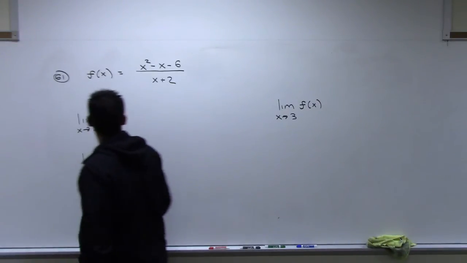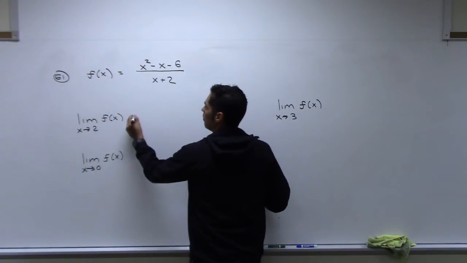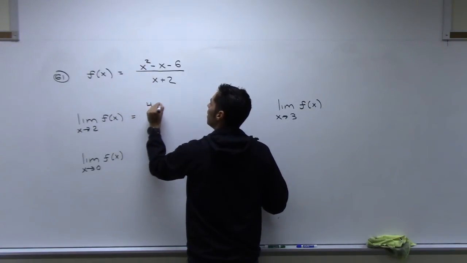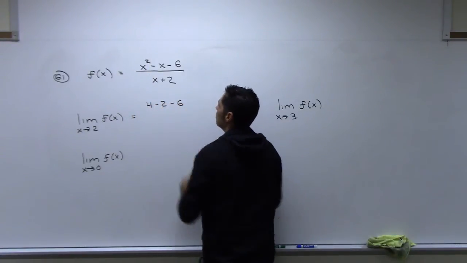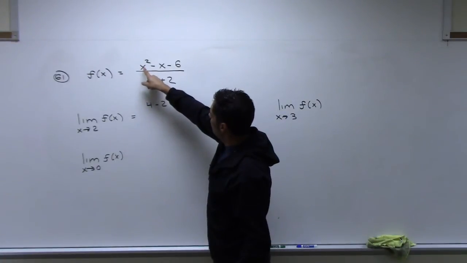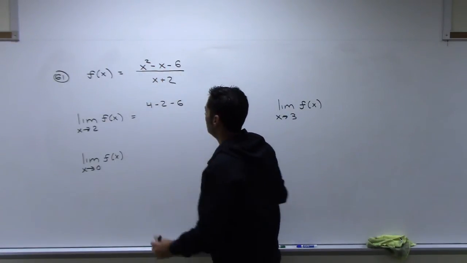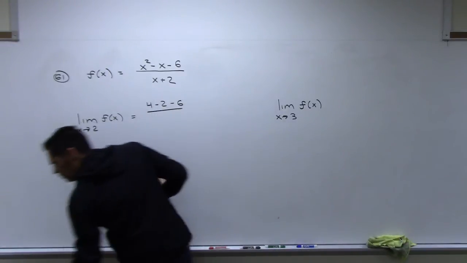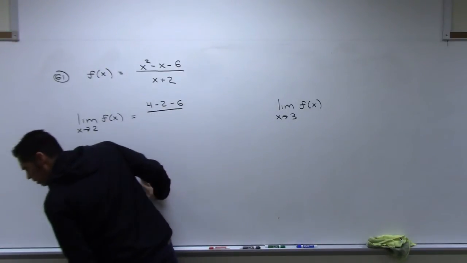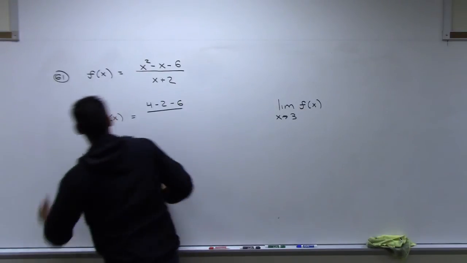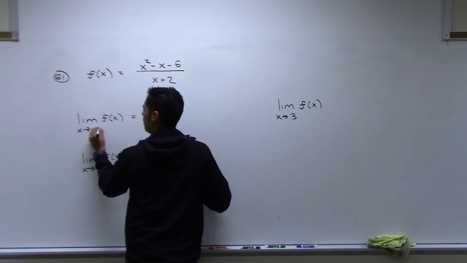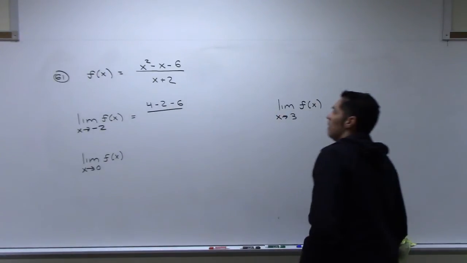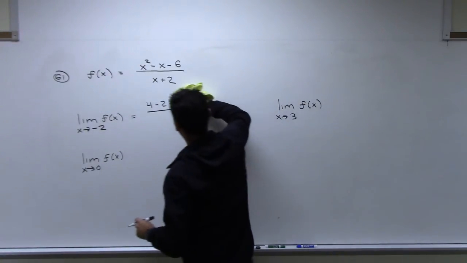What happens when we plug 2 in here? When we plug in 2, we get 4 minus 2 minus 6 over the bottom 2, was it plus or minus down there? It was plus. Oh, crap. They wanted -2. Sorry, -2. I'm having trouble seeing the negatives in this book. They're so small. Okay, got to do this over.